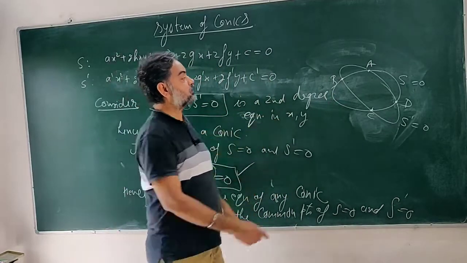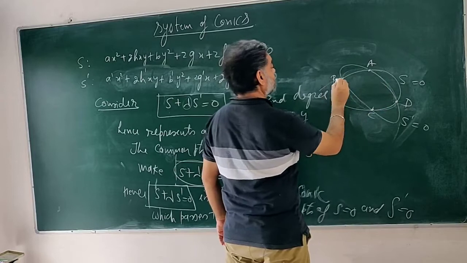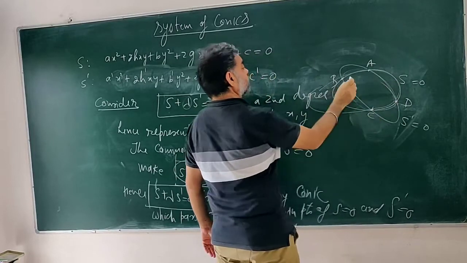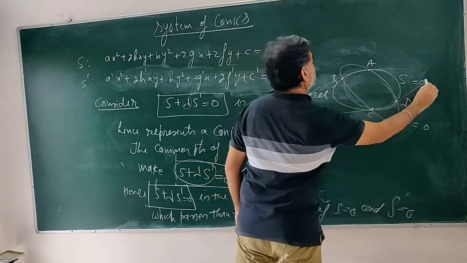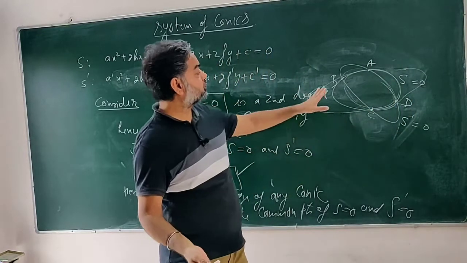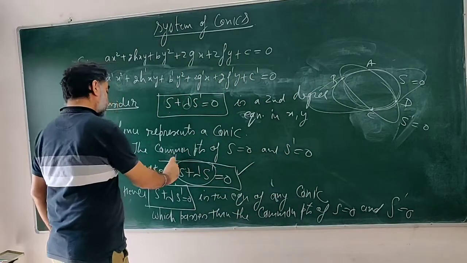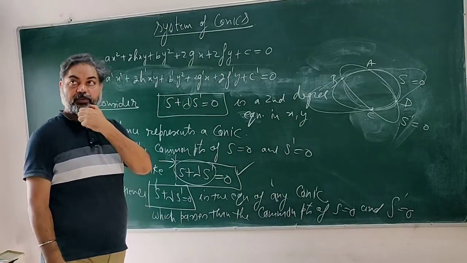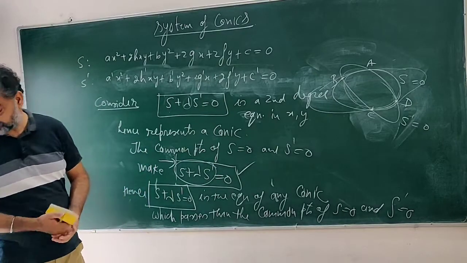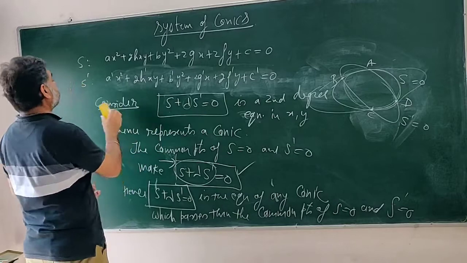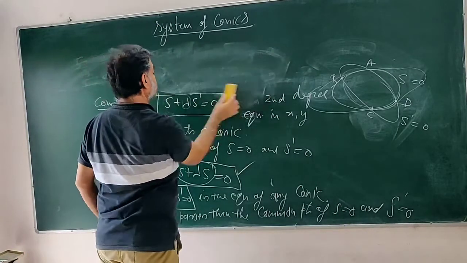So any conic which passes through, for example, this conic or this conic or this conic, any conic which passes through the point of intersection of these two conics, the equation of that conic is given by S plus lambda S dash is equal to 0. Alright, so this was the second part. Now we discuss another concept in the system of conics.